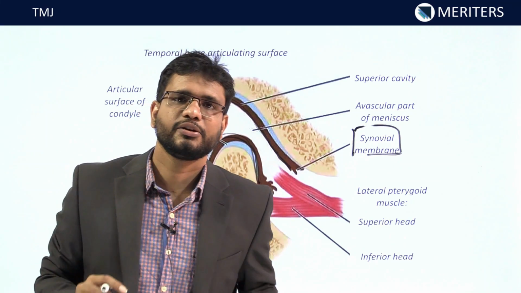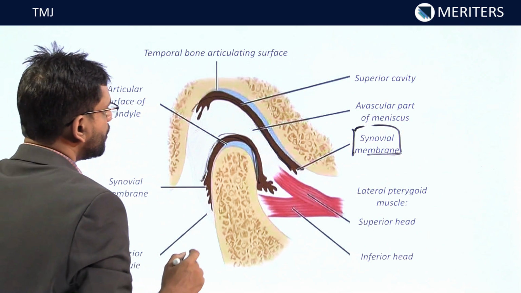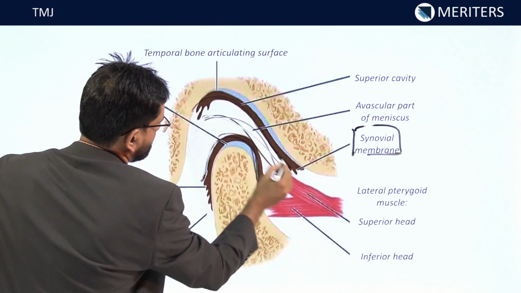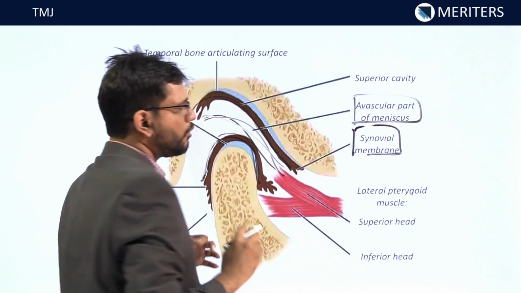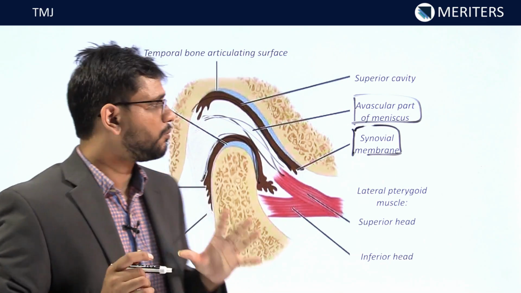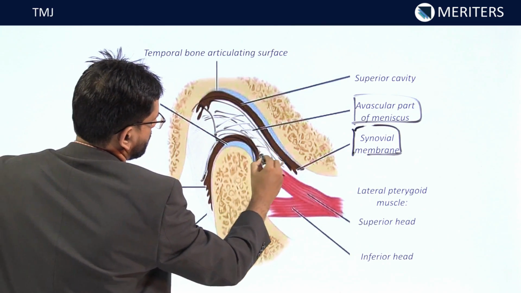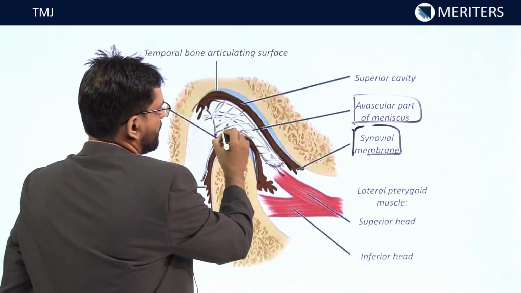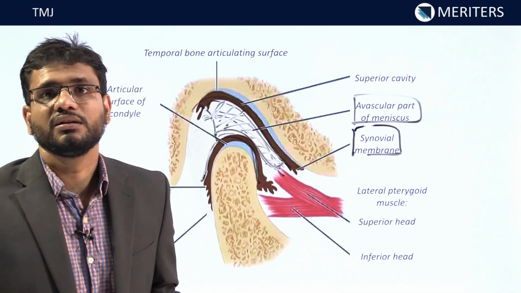Those who gave NEET 2021 must have seen this figure, because this exact figure was asked in the exam. Now in between these there is an interposed disc, also known as the meniscus. The meniscus can be divided into three parts: anterior, middle, and posterior. Most importantly, the anterior and middle parts are mainly avascular, so they don't have much blood supply or nerve supply, and that's the reason when your condyle rubs over this, it does not cause pain in normal conditions.